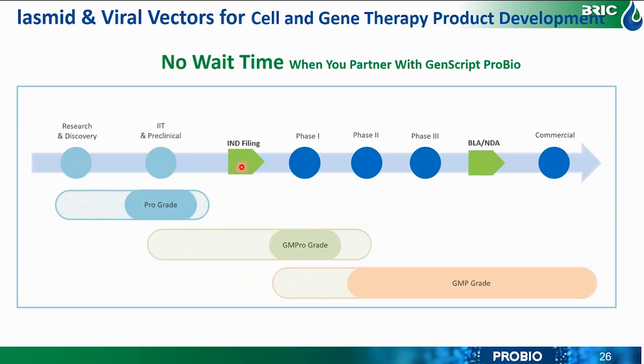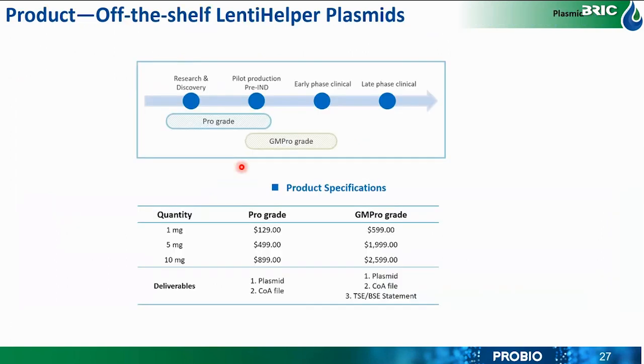And in GenScript, we have different types of service. For the plasmid platform, currently we have a very fast turnaround time for the order, and our customers no need to wait. We also provide three types of plasmid for different fields of use and different study purposes: the pro grade, GMP pro grade, or the GMP grade, on different quality systems and for different stages of the drug for cell therapy products. And we also have the off-the-shelf, ready-to-use plasmid system, so it can be used faster for the project.